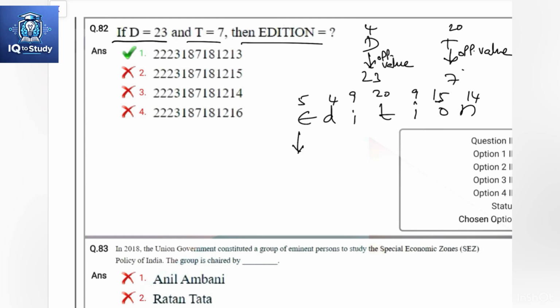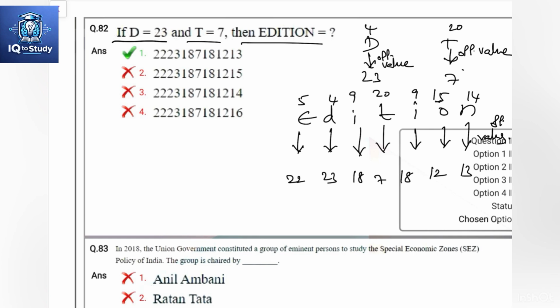Now let's take the opposite values. E means 5, which is opposite to 22, and 4 opposite to 23, and 9 opposite to 18, and T opposite to 7, and 9 opposite to 18, and 15 opposite to 12, and 14 opposite to 13. So option 1, which is 22, 23, 18, 7, 18, 12, 13 is correct.